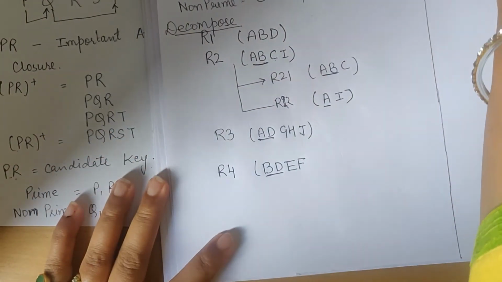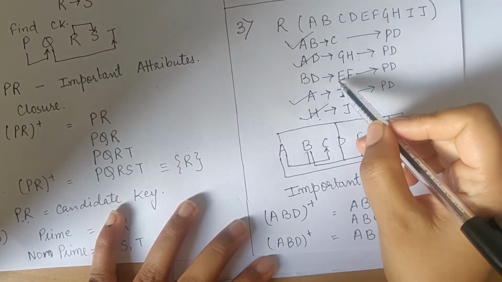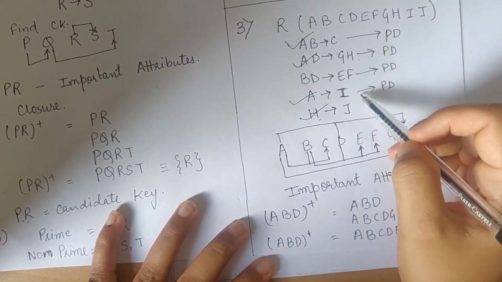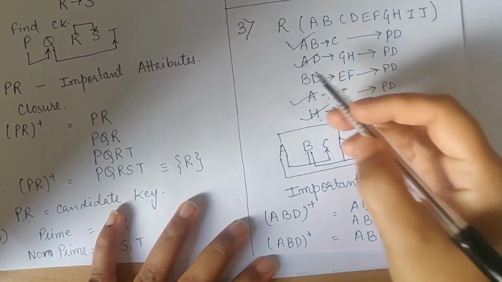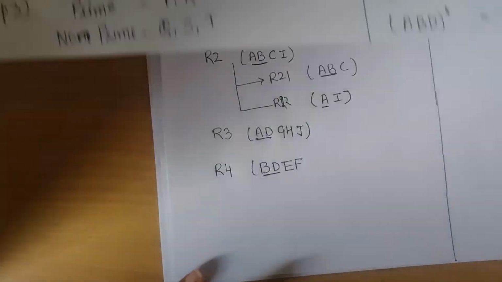Now here you see in this relation, does BD determine anything else? No. Does E determine anything? No. Does F determine anything? No. So that means this is also solved. So we have solved all the partial dependencies.